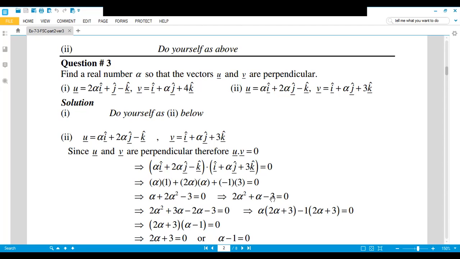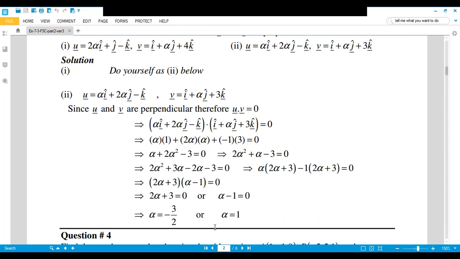Now we factorize it. 3 twos are 6. The factors of 6 which give you alpha: plus 3 alpha minus 2 alpha minus 3. Alpha take common, so we get 2 alpha plus 3, and here minus 1 common, 2 alpha plus 3. So 2 alpha plus 3 and alpha minus 1. So 2 alpha plus 3 equals 0, or alpha minus 1 equals 0. So alpha equals minus 3 over 2, or alpha equals 1. So this is the required answer.